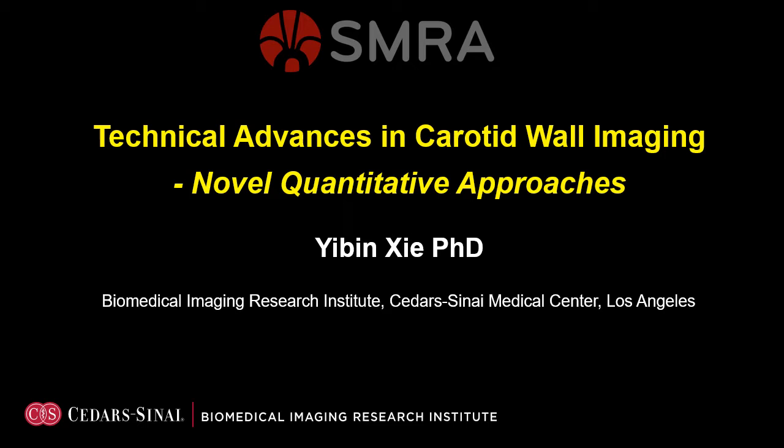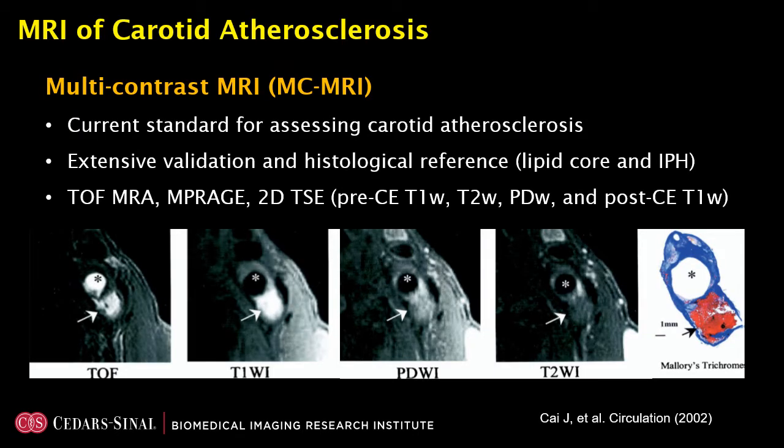Today I'll provide an overview of the technical advances in carotid vessel wall imaging with a focus on novel quantitative approaches. The current standard for assessing carotid atherosclerosis is the multi-contrast MRI technique. It typically involves TOF MRA, MP-RAGE, and 2D TSE with different contrast weighting, as shown in this figure.